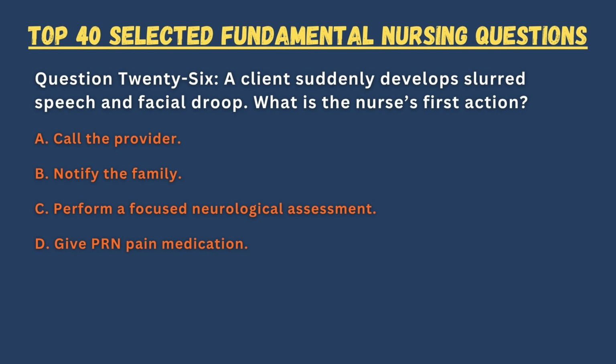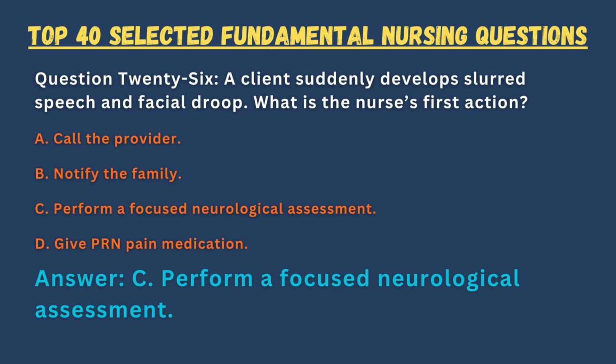Answer: C. Ask the reason and provide education or PPE support. Question 26. A client suddenly develops slurred speech and facial droop. What is the nurse's first action? A. Call the provider. B. Notify the family. C. Perform a focused neurological assessment. D. Give PRN pain medication.